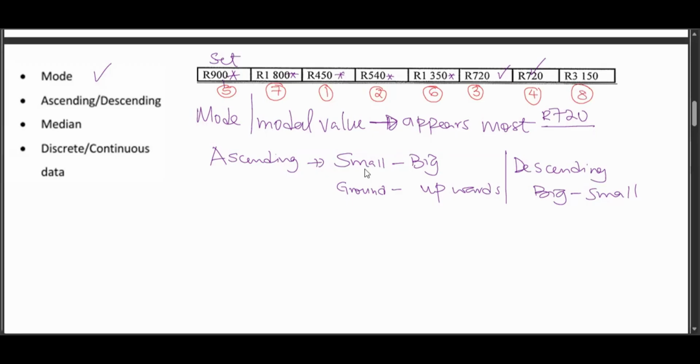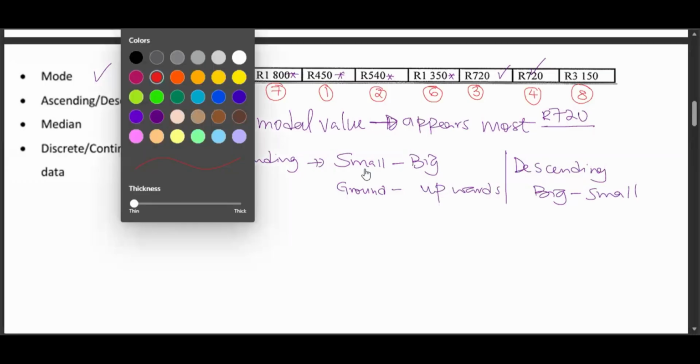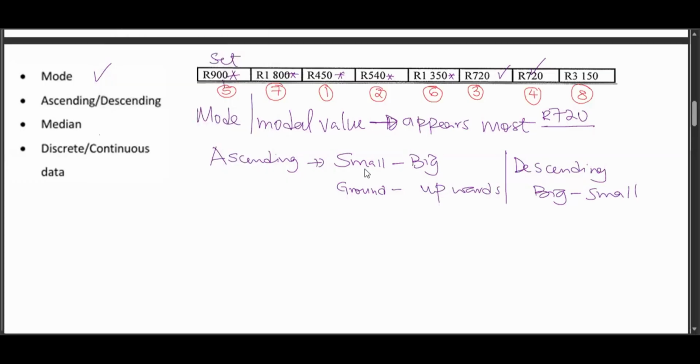The 8th number is there. Are we there? Now, having arranged them, it's easy to find the median. You find what? Median.